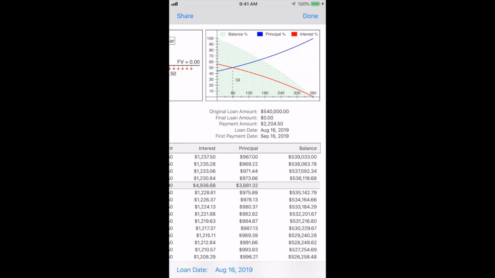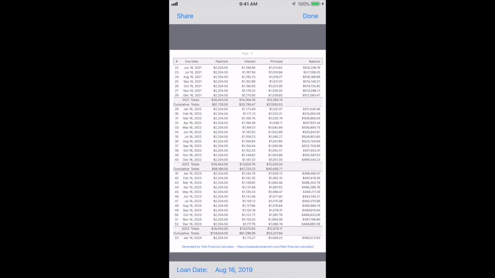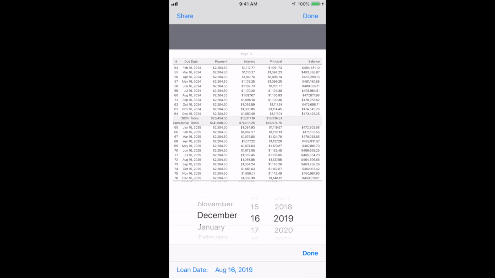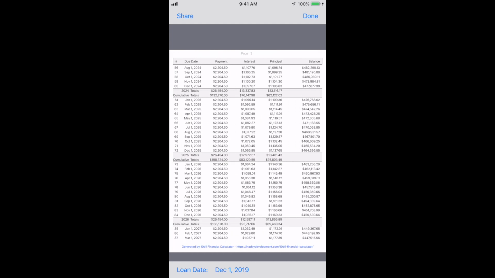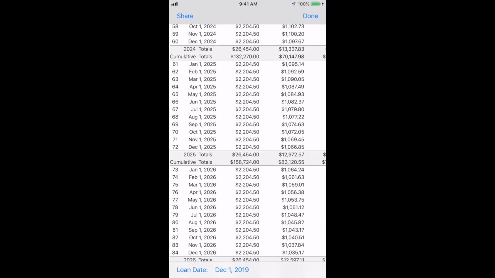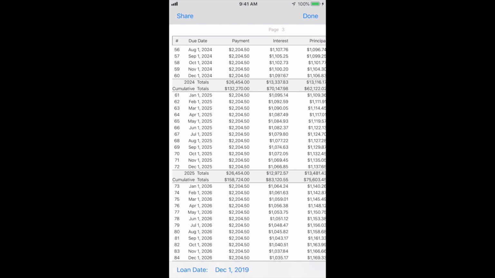The majority of your money is actually going towards paying that balance down, which is incredible. So if we look at after payment 60, let's go ahead and, one more time, put this at December 1st, and we look at payment 60, you can see that your total payments have been $132,000. That is down from $147,000, so $15,000 less than just even at 3.6%.